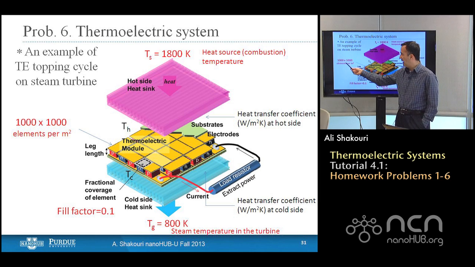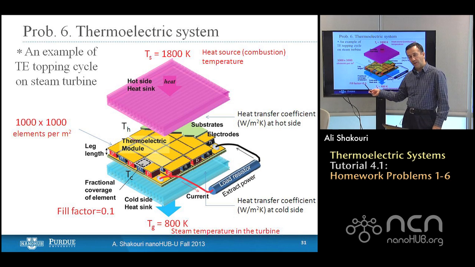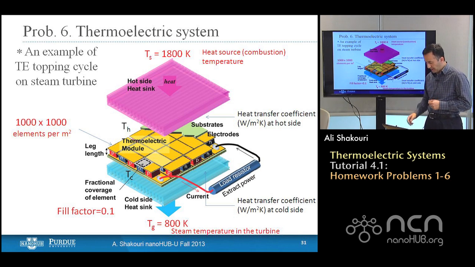You assume you have 1000 by 1000 elements, fill factor 0.1, that means 10% coverage, surfaces between the hot and the cold side. You have a heat concentration factor of 10. That means 10% of the surfaces is only covered by thermoelectrics.